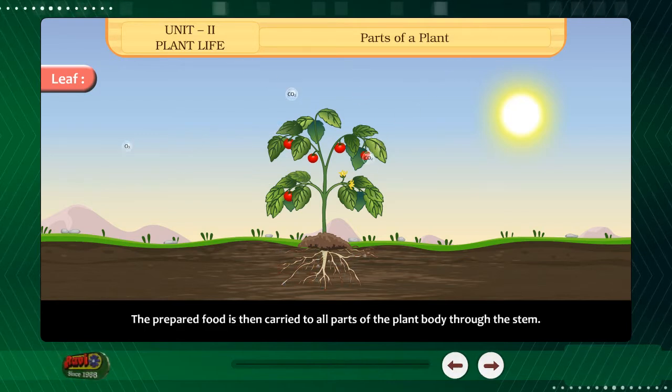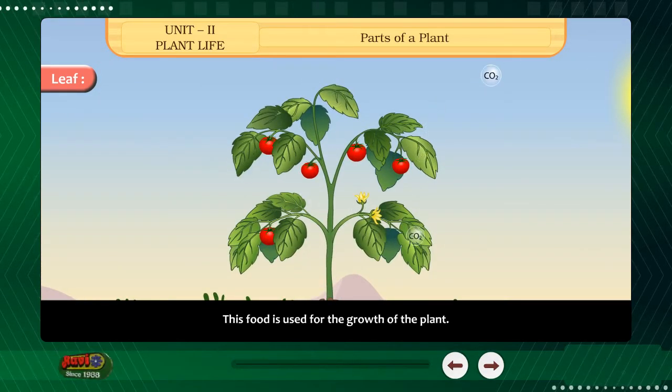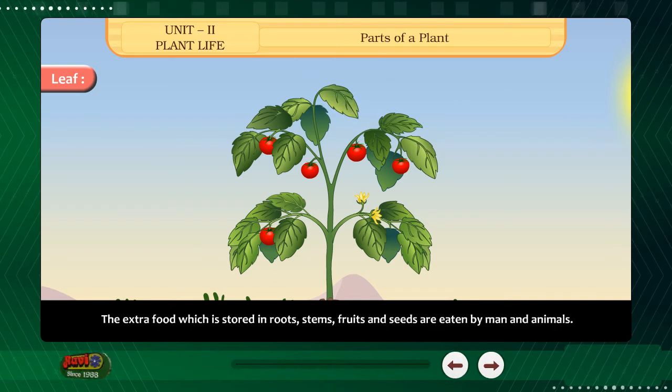The prepared food is then carried to all parts of the plant body through the stem. This food is used for the growth of the plant. The extra food, which is stored in roots, stems, fruits, and seeds, is eaten by man and animals.